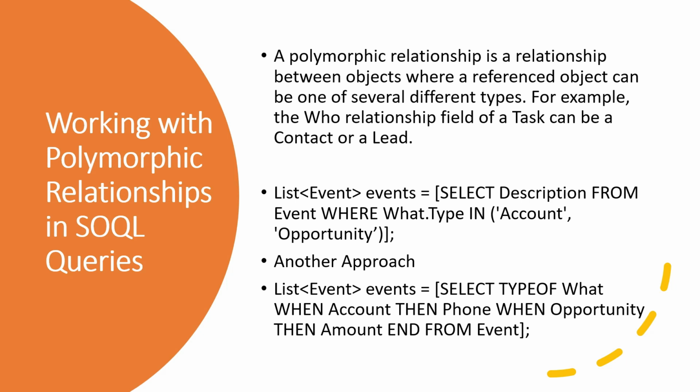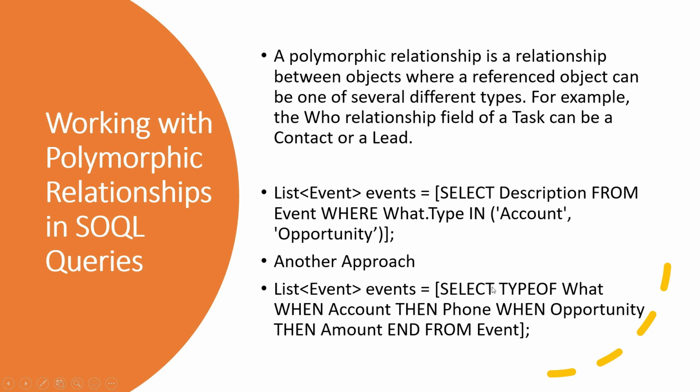Working with polymorphic relationships in SOQL. A polymorphic relationship is a relationship between objects where a reference object can be one of several different types. For example, the Who relationship field of a task can be a contact or a lead. So how to query a polymorphic relationship? Here is an example: select description from event where what type in account or opportunity.